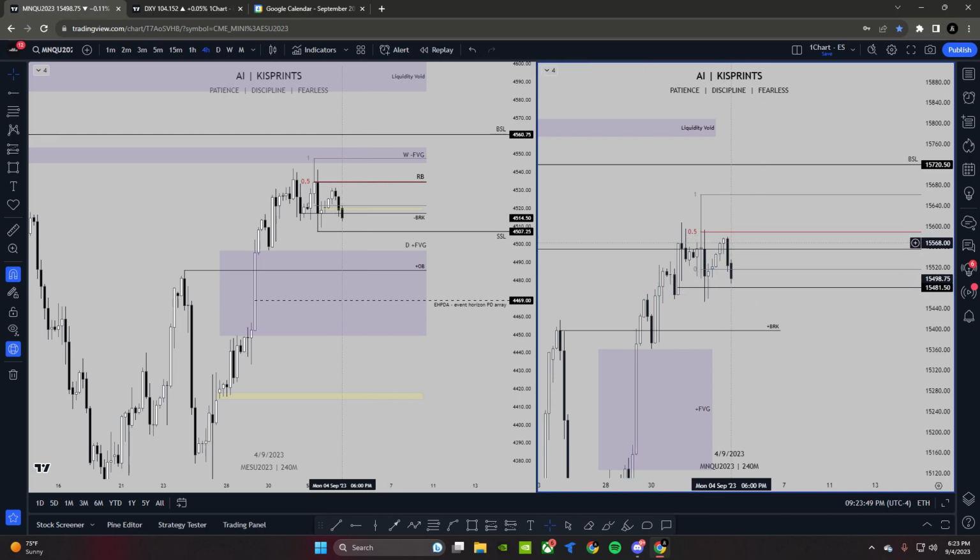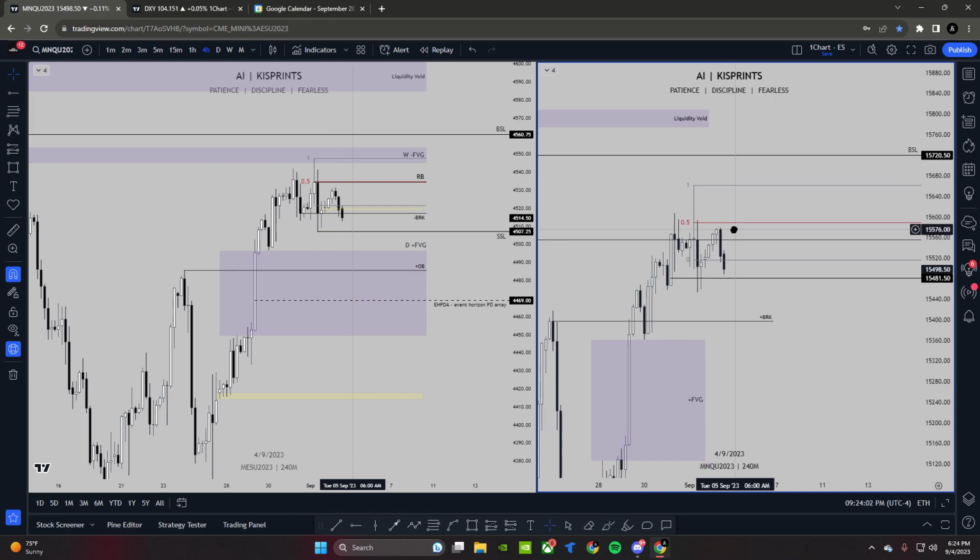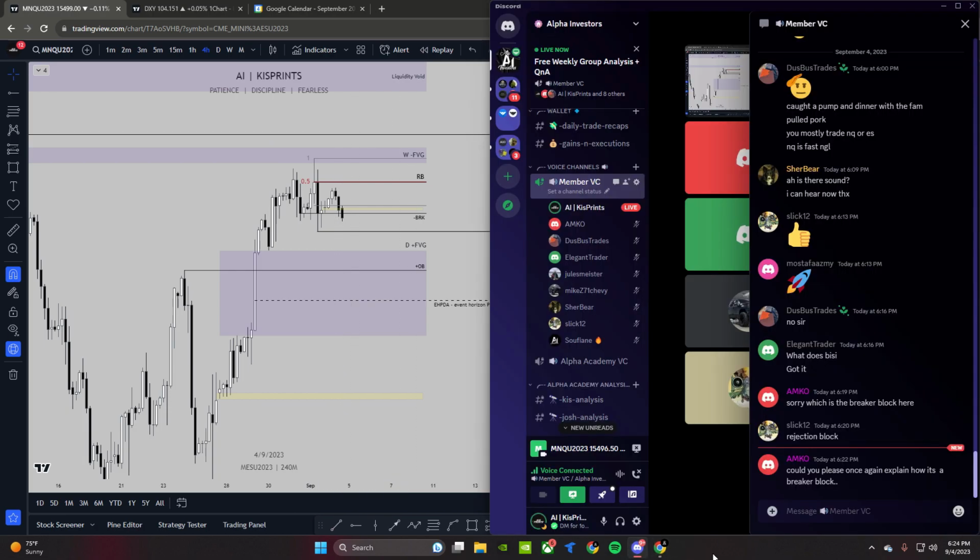But first, I'd like to see this high get taken. Maybe we even get SMT here on the indices. But this one is just cleaner because we have the rejection block lining up perfectly with the 50%. This one, not as clean. The rejection block is down here. As we can see, we rejected there. Heading lower. Could you please explain once again how it's a breaker block?